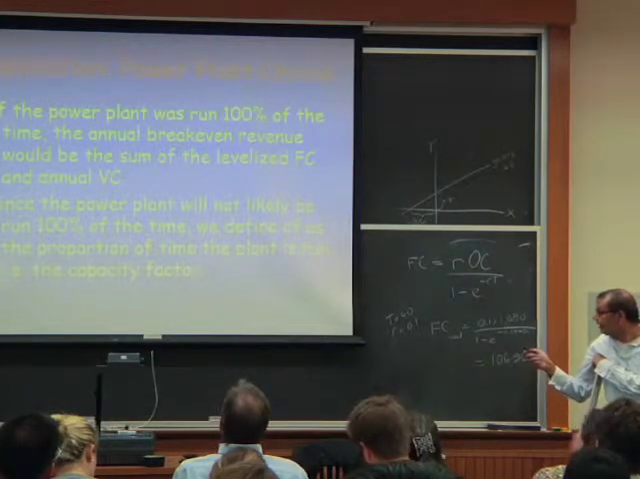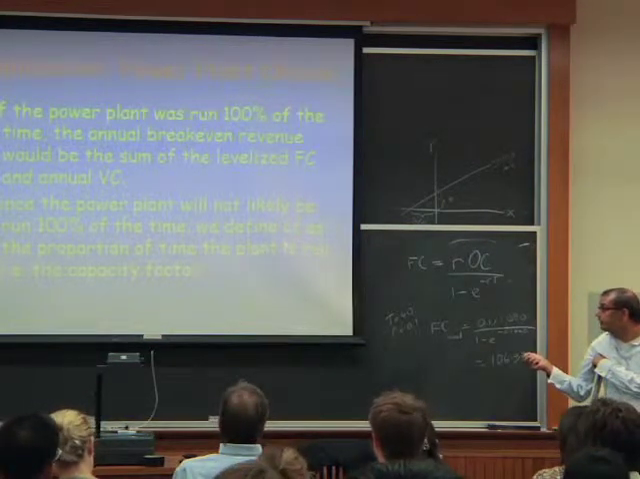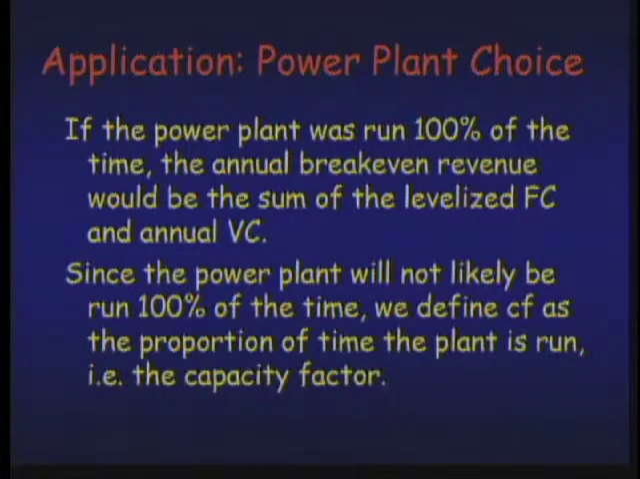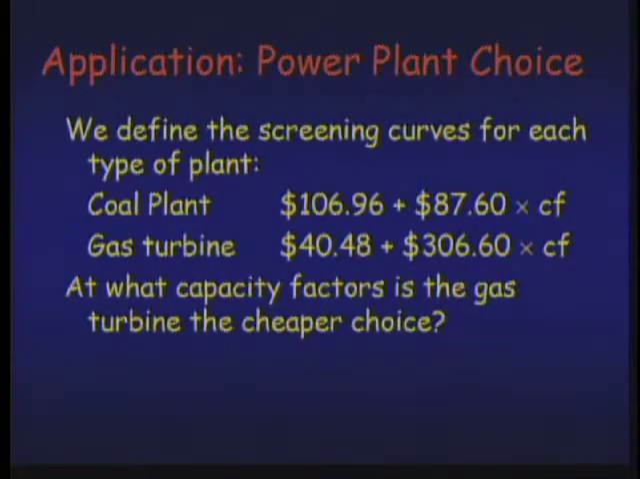So let's define the variable CF as the capacity factor, and we define it as the proportion of time the plant has run. So it's going to be a number between 0 and 1. Okay? And then I know that, then I can draw a linear function. I can draw a linear equation that tells me the annual revenue requirement, or the break-even revenue, as a function of the capacity factor.